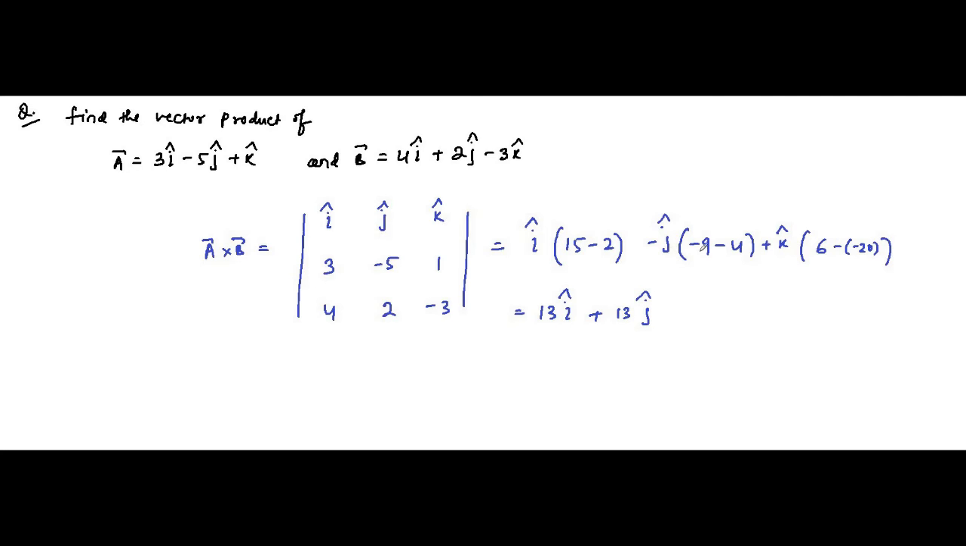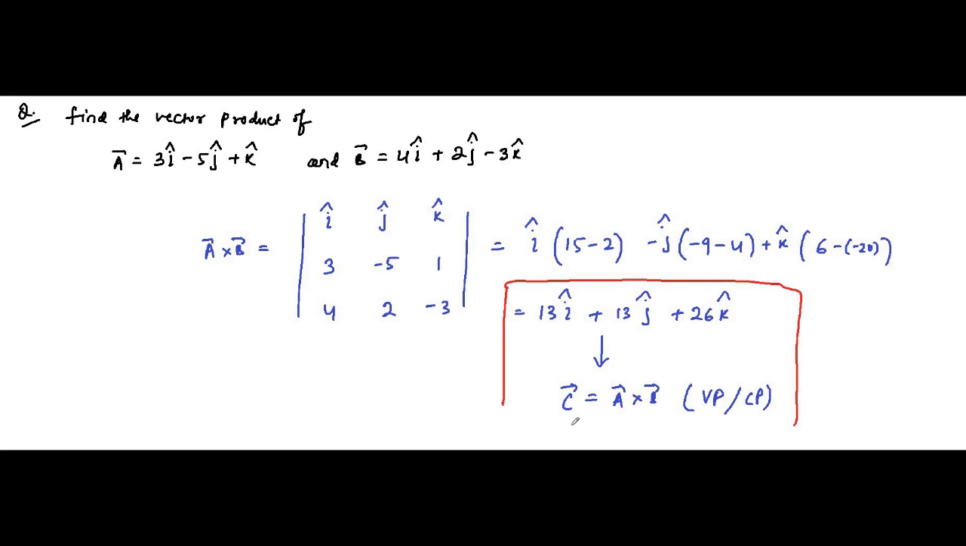Why? Minus j into minus 13, which is plus 13j cap. And here it is 6 minus minus 20, which is 26k cap. This is the resultant vector, C vector, A vector cross B vector. Whether we call it vector product, cross product, they're the same thing. So this is the result. Okay, this is the resultant vector product or cross product.